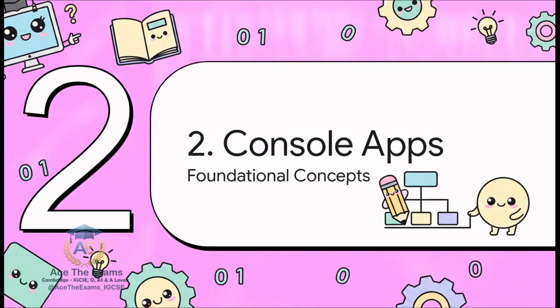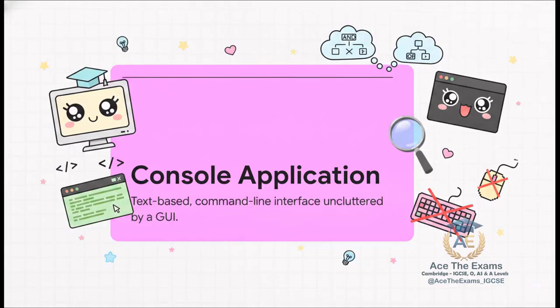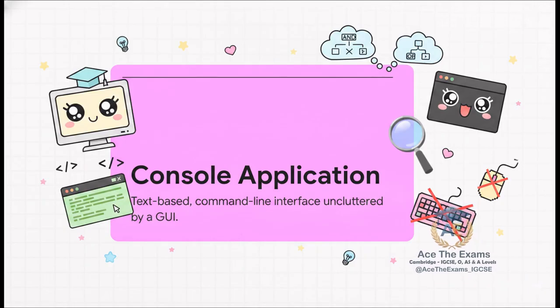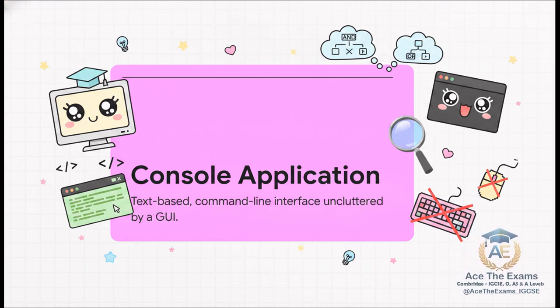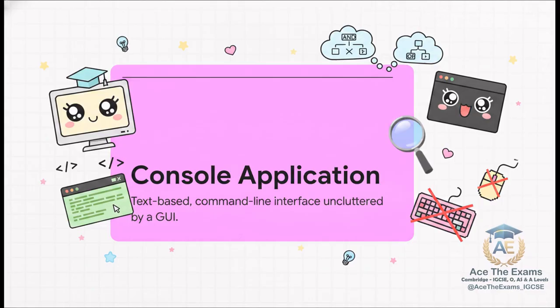Section 2. Console Apps Explained. Let's clear up exactly what we're working with here. A console application is simply a program that uses a text-based command line interface on Windows. The absolute key takeaway? It is totally uncluttered by a graphical user interface, or GUI. It's strictly text-based. And honestly, that makes it the perfect sandbox for you to test your algorithmic logic without getting bogged down by dragging and dropping buttons or design elements.